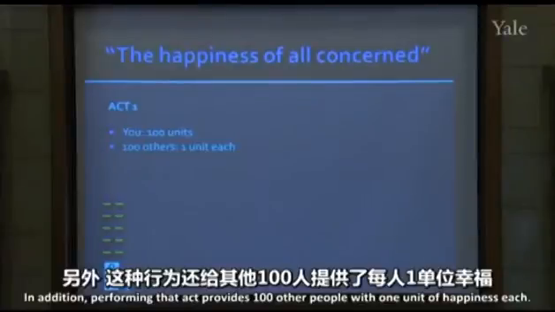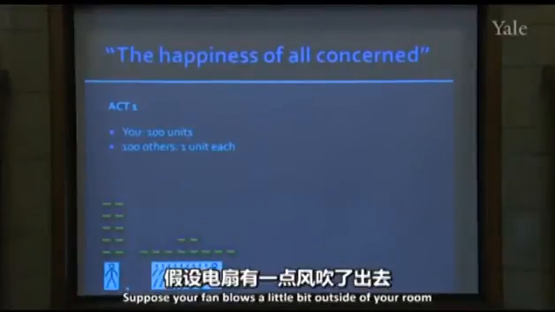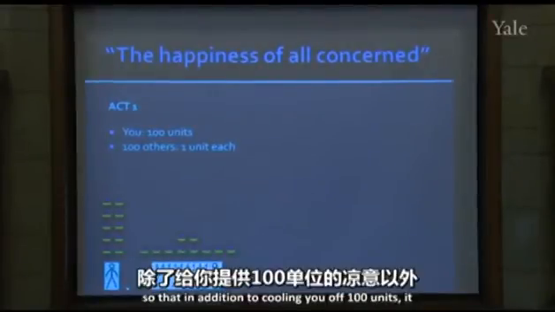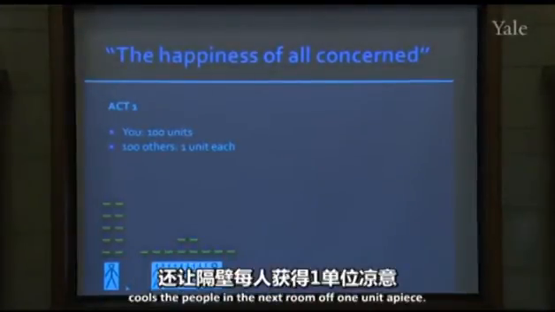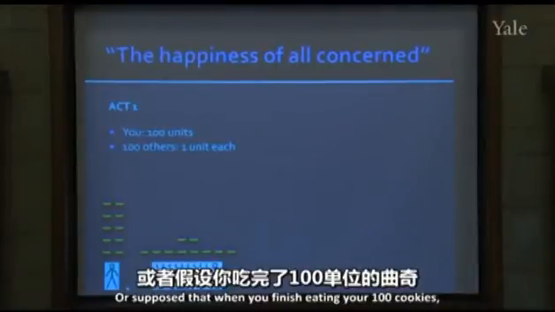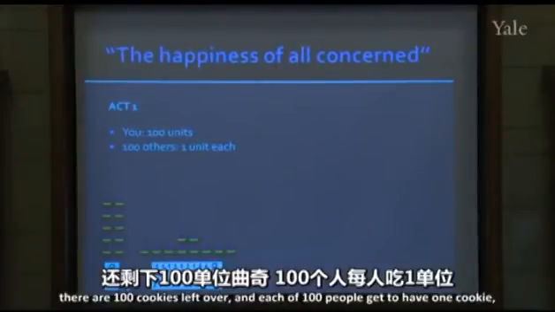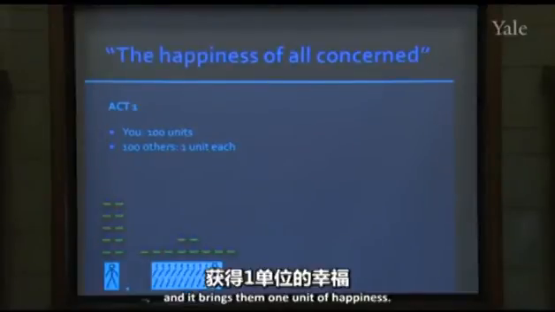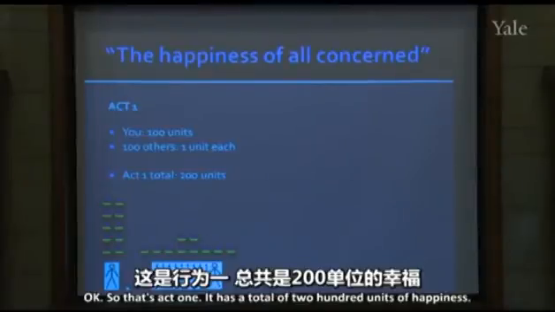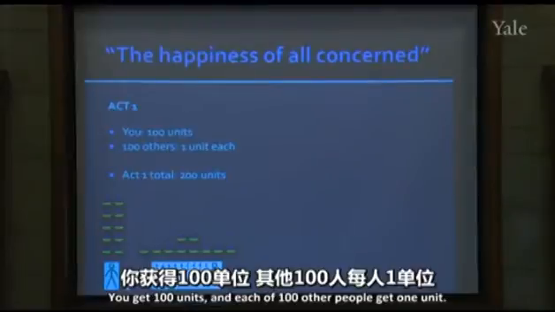In addition, performing that act provides 100 other people with 1 unit of happiness each. Suppose your fan blows a little bit outside of your room so that in addition to cooling you off 100 units, it cools the people in the next room off 1 unit apiece. Or suppose that when you finish eating your 100 cookies, there are 100 cookies left over, and each of 100 people gets to have 1 cookie, and it brings them 1 unit of happiness. Okay. So that's Act 1. It has a total of 200 units of happiness. You get 100 units, and each of 100 other people get 1 unit.